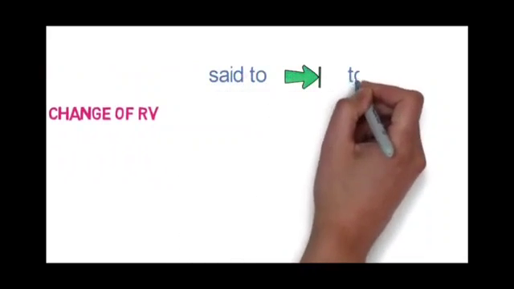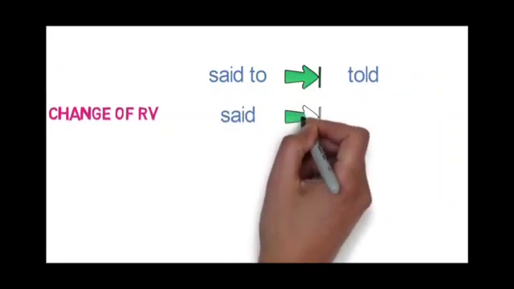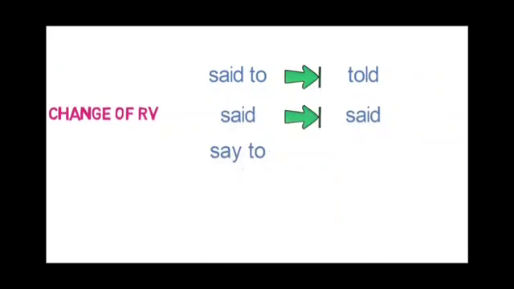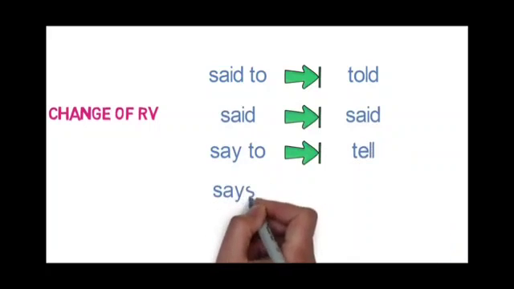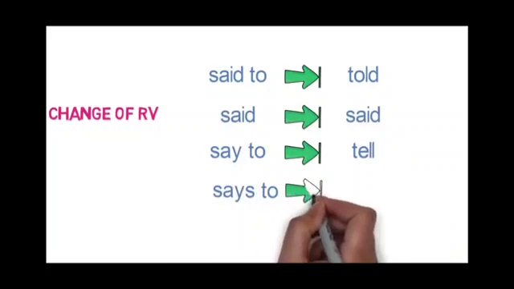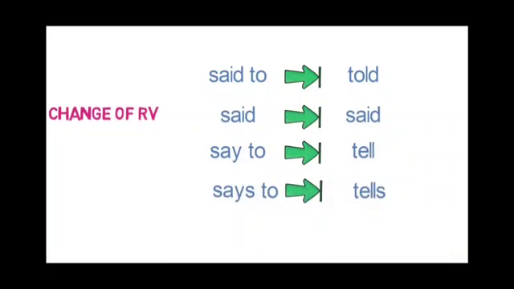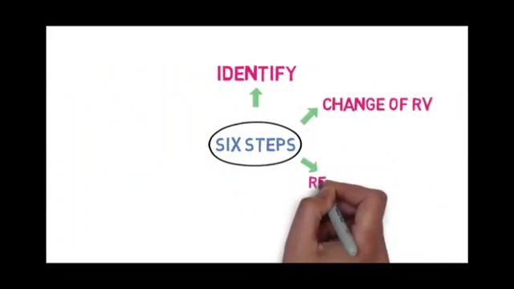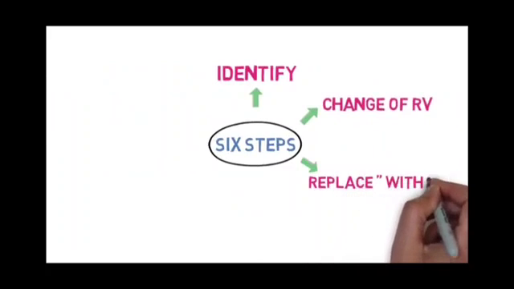Now see, when I am talking about verb, said to. When said to is given, then said to we will change into told. But if only said is given, then we will write said. If say to is given, then we will write tell. And if says to is given, then we will write tells. Okay, so these are the changes of reported verb when I am talking about reported verb.